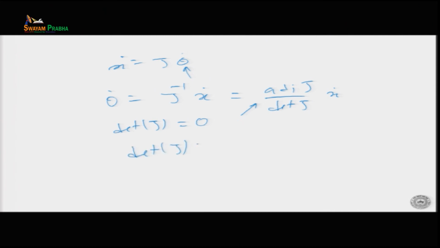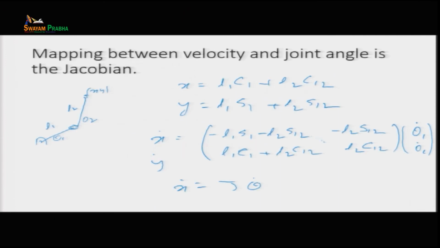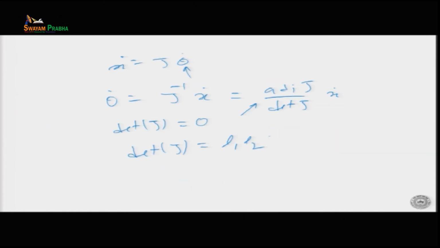Now, this is my joint velocity. So, if I want theta dot, I need J inverse into x dot, which is equal to adjoint of J by determinant of J into x dot. Now, if determinant of J were to become equal to 0, then this mapping will break down. And such points are called singular points. Now, the determinant of J is equal to L1 L2. You can multiply this into that minus this into this, and what we will get is L1 L2 sin theta 2.